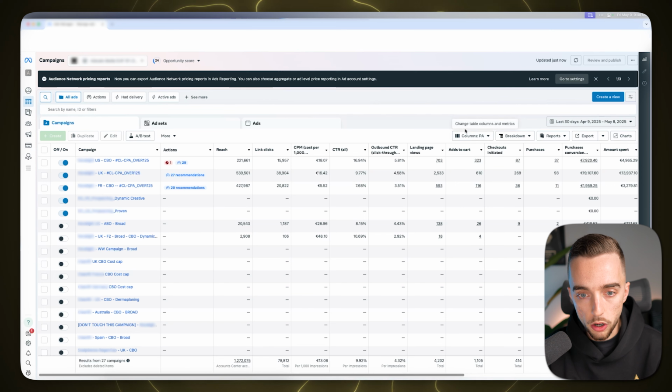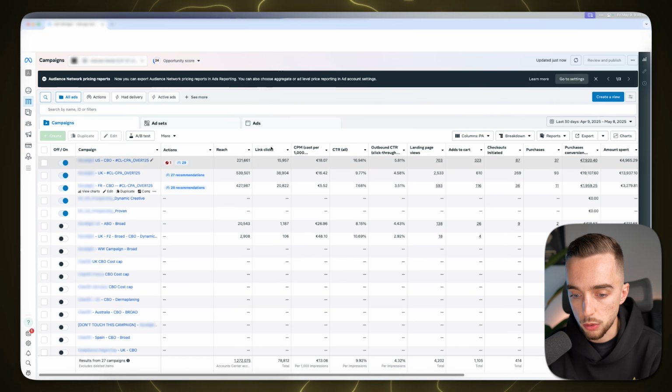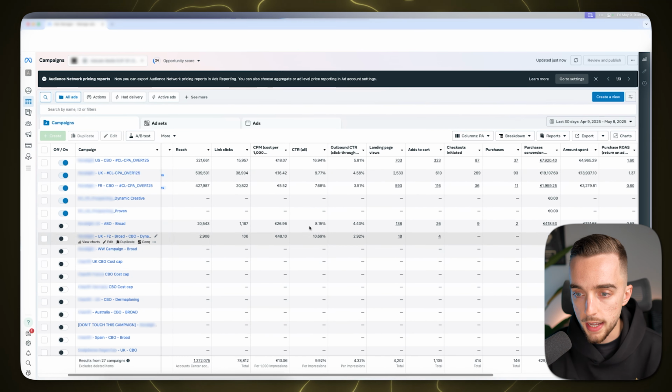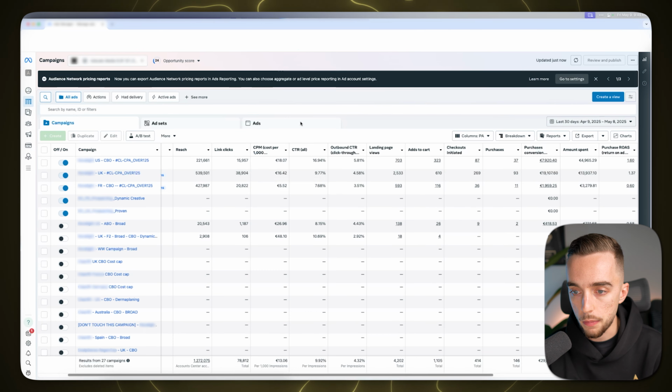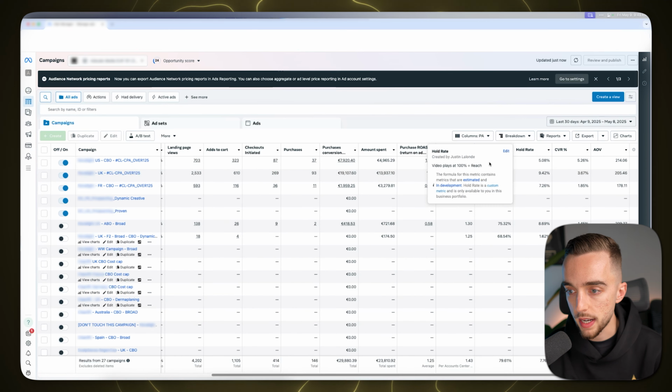So I've made my columns. The columns I typically use in an ad account audit are the ones that you see on screen. So I do reach, link clicks, CPMs. Pretty simple. I just want to see what's at the top of my funnel. So how many people do I push through the funnel? Click-through rate all tells me how engaging an ad is. Outbound click-through rate, how many people do I actually send to my website? Landing page views, add to cart, checkout, purchases, sales, amount spent, ROAS, frequency, and then the following here are custom metrics that I make for myself.